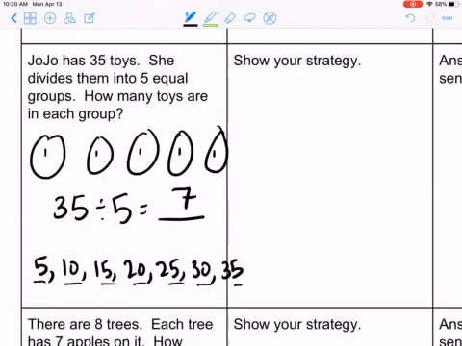But the key here, how many toys are in each group? We're not trying to find the total amount. We're trying to find how many are in each group. So that clued me in to know that we needed to divide here. So I think once you all figure out whether you need to multiply or divide, the math isn't so hard, but determining which operation you need to use can be a little bit tricky.